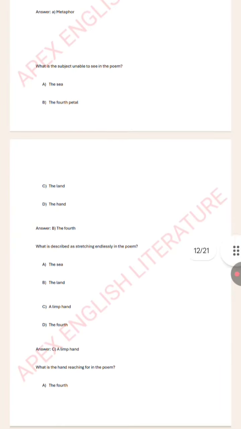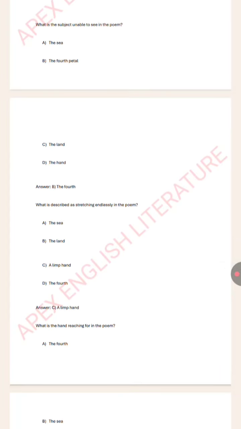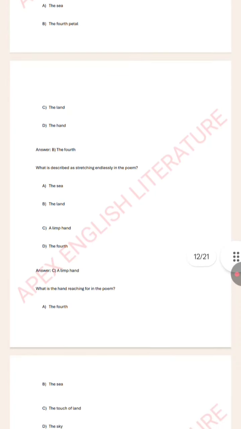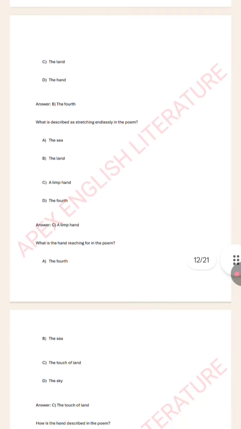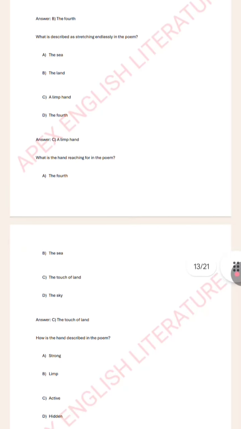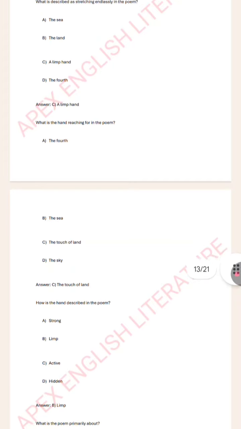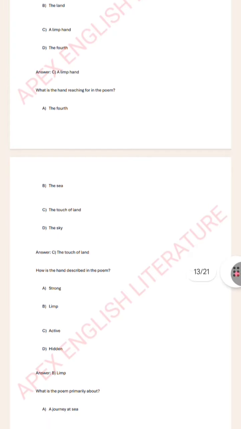What is the subject trying to see in the poem? The fourth. What is the subject unable to see in the poem? The fourth petal. What is described as stretching endlessly in the poem? A limp hand. What is the hand reaching for in the poem? The touch of the land.